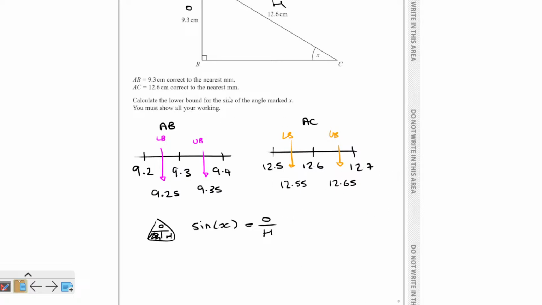So we want to find the smallest possible answer. So which combination would I divide to get the smallest possible answer? Well, I would want to divide the smallest number by the biggest number, wouldn't I? That would give me the smallest answer. So the lower bound, the opposite was AB, wasn't it? So the lower bound of AB divided by the upper bound of AC. So those are the ones I'm going to use. So lower bound of AB is 9.25. Upper bound of AC is 12.65. That's what I'm going to put into my formula.